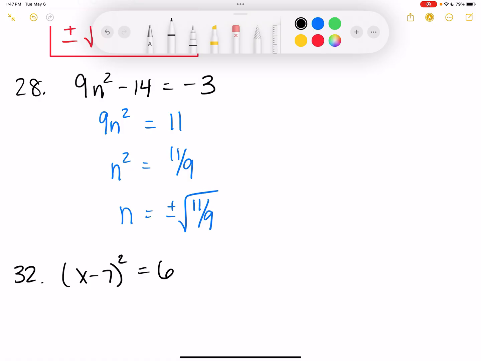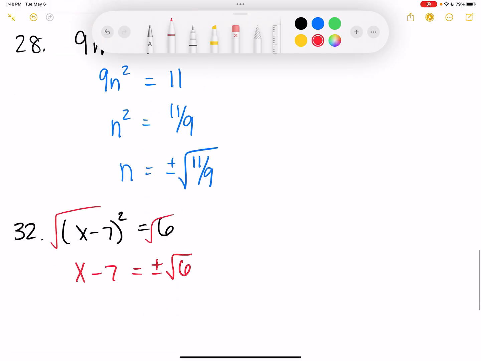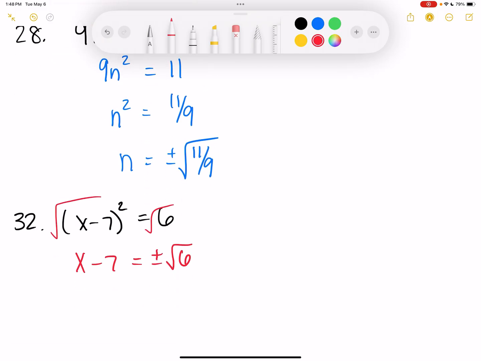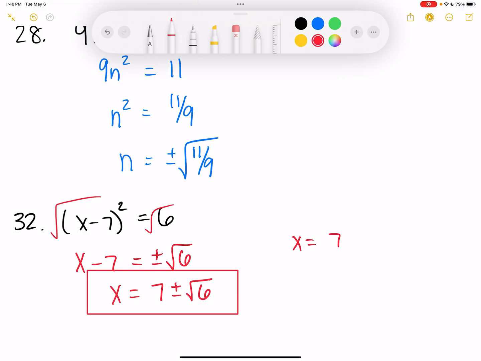We still take the square root of both sides, but I do this from the start because the square is on the whole thing. So to undo that, I have to take the square root of both sides. So this is going to be x minus 7 equals plus or minus the square root of 6. Now I'm trying to get x by itself, so I would add the 7 over. And so I will have x equals 7 plus or minus the square root of 6. And that will be my final answer. This is really two separate solutions ultimately: x equals 7 plus the square root of 6, or x equals 7 minus the square root of 6. But for the sake of time, you can just write it as one thing.